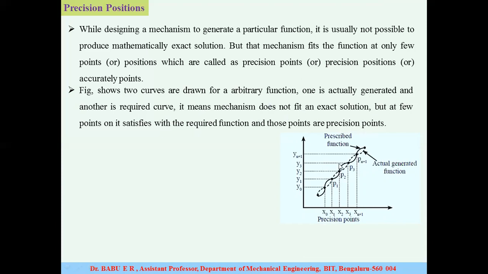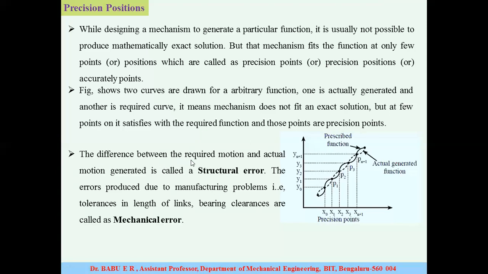Generally, when we design a mechanism, we design it to have a motion like this. This is the prescribed motion, and the mechanism has to generate this motion. But in actual practice, the mechanism won't give the prescribed motion. Instead, it may generate a motion in this fashion. Even so, that mechanism will satisfy the function at some points. Here it is satisfying, here it is satisfying, here also it is satisfying. So it will satisfy the function at some particular points, and those points we call precision points.